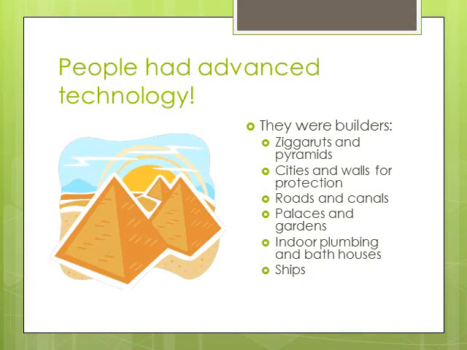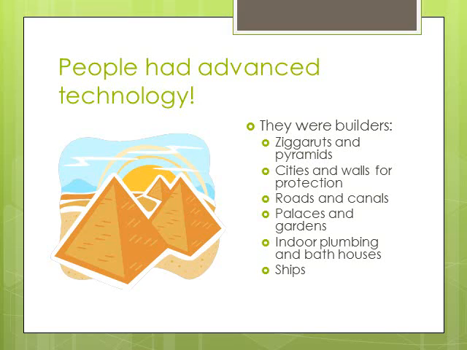And people had advanced technologies in these civilizations. They built all kinds of amazing structures, ziggurats and pyramids. They built cities on common plans. They had walls for protection. The Chinese even built walls along their border to protect from outside invaders. They had systems of roads and canals, beautiful palaces and gardens.